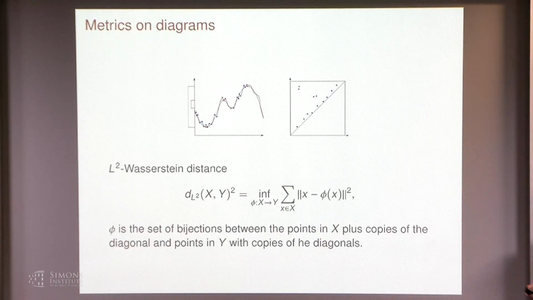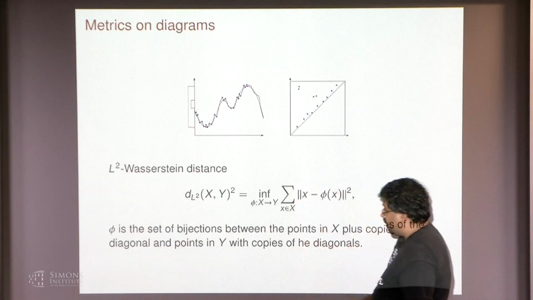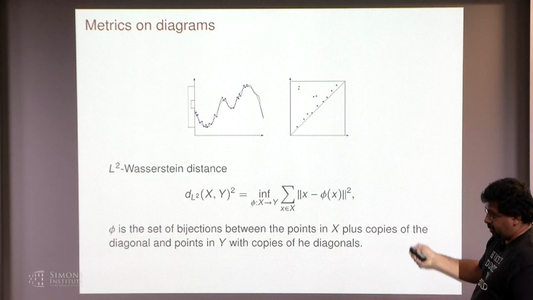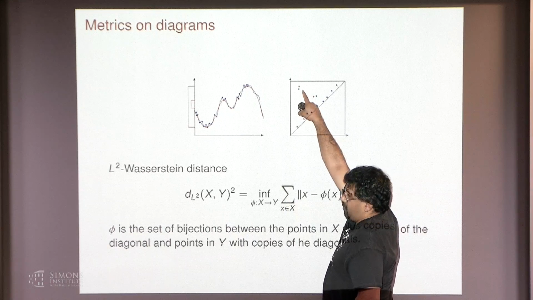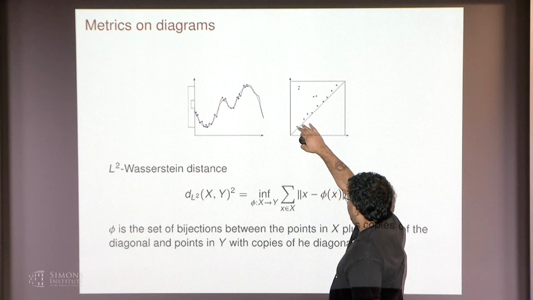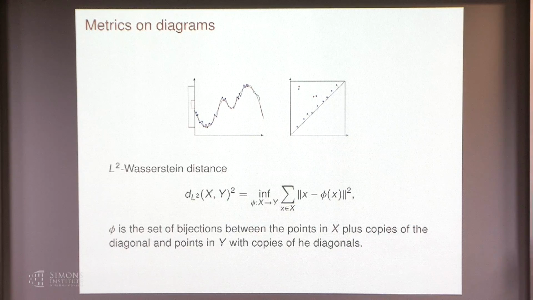So if I give you 2 curves, the red curve and the blue curve, this would be the corresponding diagrams. And I can define distances between these diagrams using an L2 Wasserstein metric. So I'm just saying, what's the cost for moving the red points to the blue points? And anything I can't match, I just match to the diagonal. Okay? So this is one metric. I'm not saying it's the best metric, but this is a common metric used.